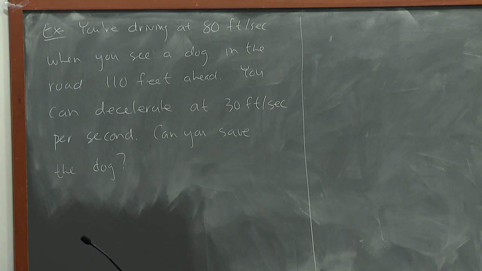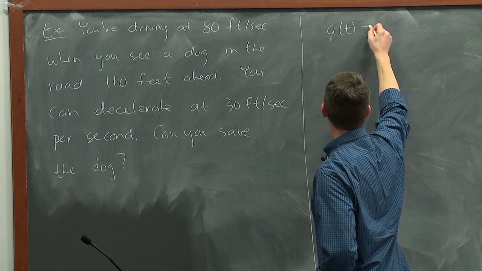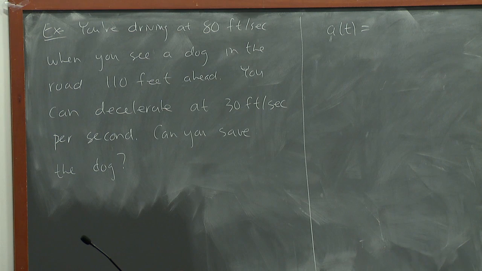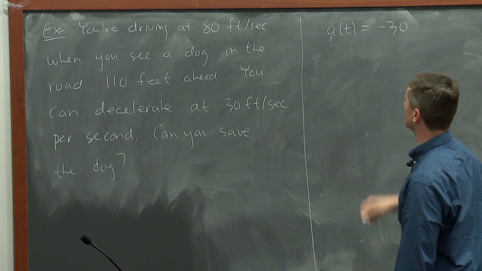So with these problems, we've decided it's easiest to start with which function? Acceleration, velocity, or position? Acceleration. So we know a of t, in this case, equals what? 30 feet per second squared, because you're speeding up as you head towards the dog. Minus 30, you're slowing down. We think that's what happens when you put on the brakes.